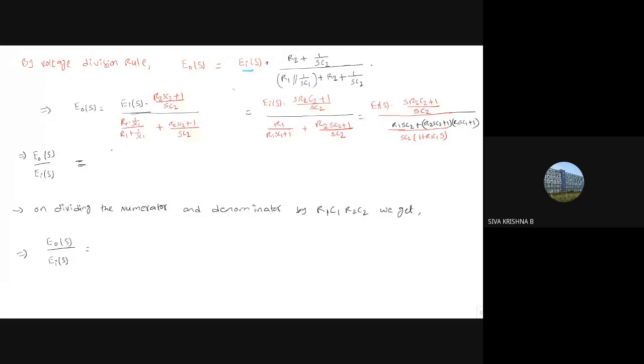is there any cancellation? Yes. This and this will get cancelled. So if we take this to the upside, it becomes S R1 C1 plus 1. This is the denominator term actually. And the numerator term actually has this S R2 C2 plus 1, whole divided by S R1 C2 plus the product of those two terms, SR1 C1, SR2 C2.